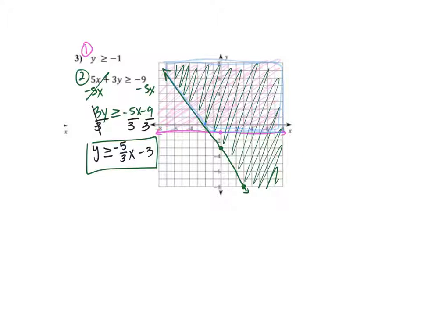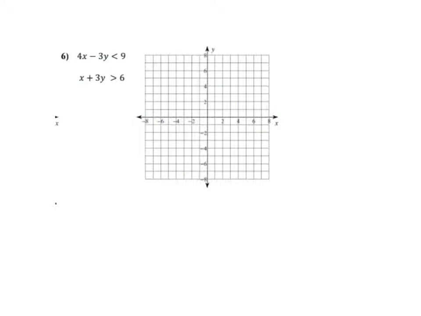Let's do one more together. Number 6 is the most challenging one. Since neither of the equations on number 6 has y by itself, we'll need to solve for both of them, but we can do it. So here's number 6. Again, I'm going to label my equations here. So I'm going to write my equations down here. Let me get this out of the way.